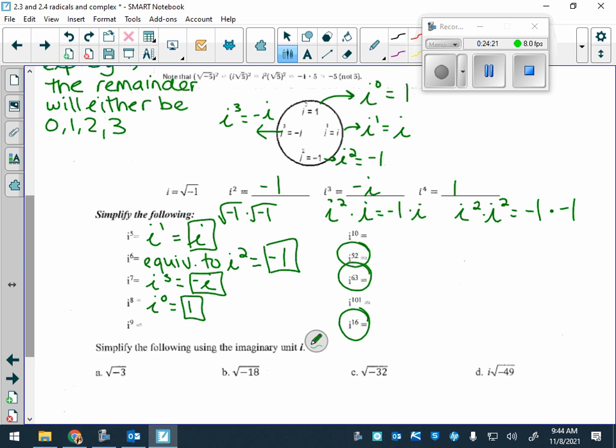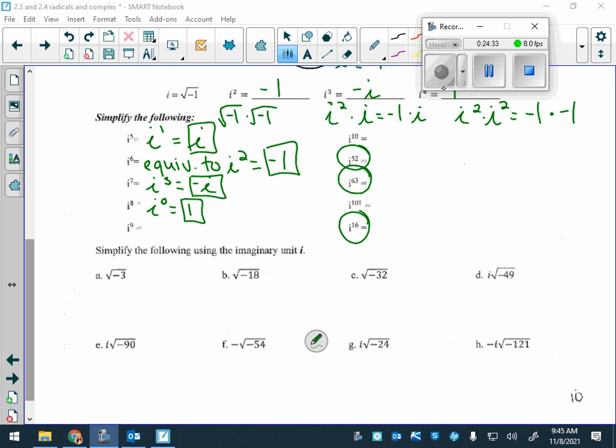Okay, so divide by 4, and your remainder is going to be either 0, nothing left over, 1 left over, 2 left over, 3 left over. i to the 52nd, which one is it going to be? 1, i, negative 1, or negative i? What is it, Cliff? 1. Good.